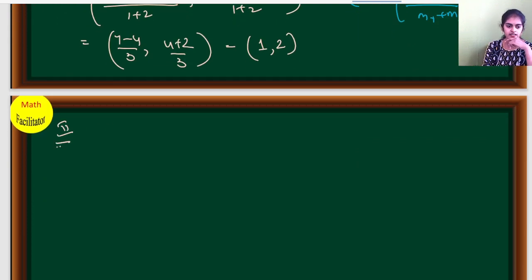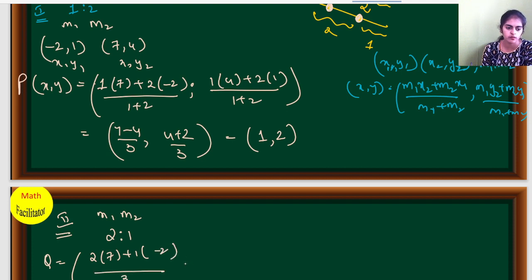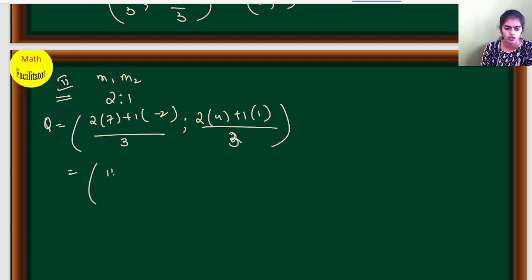For the next point, the ratio is 2:1. This is m1, this is m2, and x1, y1, x2, y2 are the same points. So Q comes as m1 x2 plus m2 x1 upon m1 plus m2, that is 2 plus 1, 3 again, and m1 y2 plus m2 y1 upon m1 plus m2, again 3. That is equal to (14 minus 2) by 3 and (6 plus 1) by 3. 14 minus 2 is 12 by 3, that is 4; 6 plus 1 is 7 by 3.